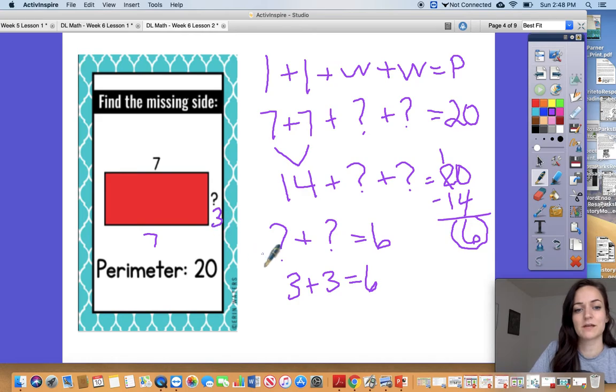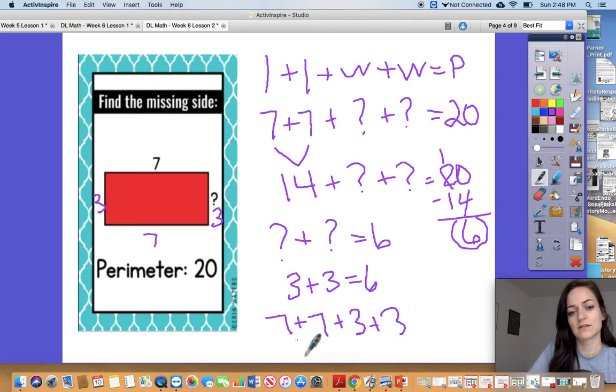And again, to check my answer, I'm going to add all 4 sides together. So 7 plus 7 plus 3. And if I know this side's 3, then I know that this side is 3. Should give me 20. 7 plus 7 is 14. 14 plus 3, 14, 15, 16, 17. And 17 plus 3 is 18, 19, 20. So my answer is correct. I got 20, so I know that this side length is 3.